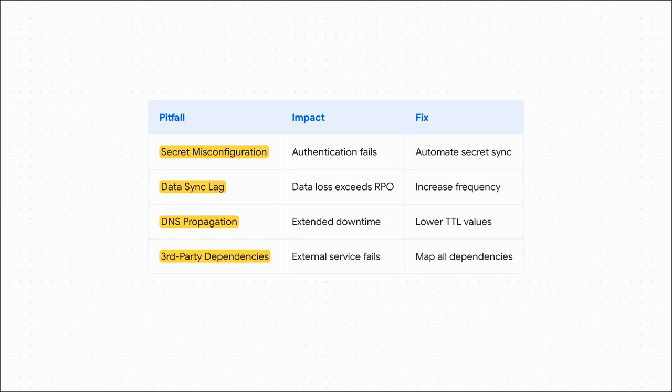A total classic is a Key Vault secret misconfiguration. The app fails over, but it can't connect to its database. Whoops. Another one is finding out your data sync lag means your recovery point objective, how much data you could lose, is way worse than what the business signed off on. You might find that DNS propagation adds 20 minutes of downtime even after your systems are ready. Or my favorite, you discover a third-party dependency you completely forgot about is hard-coded to an IP in the primary region. These are the golden nuggets of info that make testing so valuable.